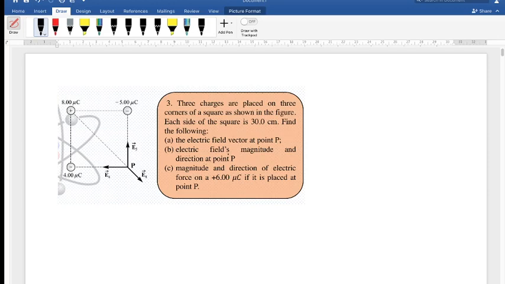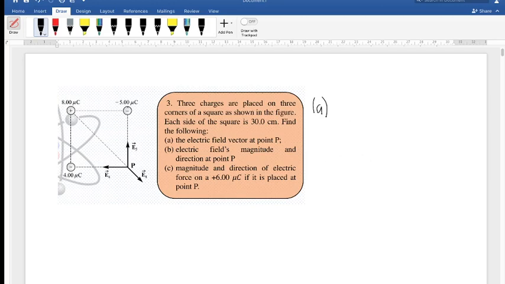Then B, you have to find the electric field's magnitude and direction at point P. Then letter C, we have to find the magnitude and direction of the electric force on a positive 6 microcoulomb charge if it is placed at point P. So for example, let's move to letter A. We have to find the electric field vector at point P.